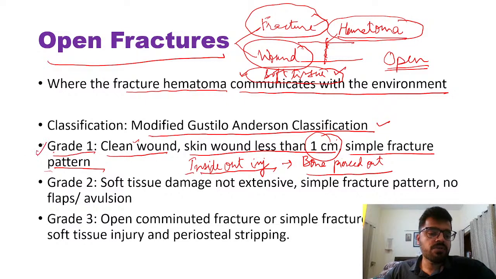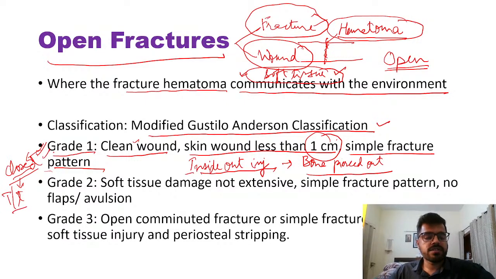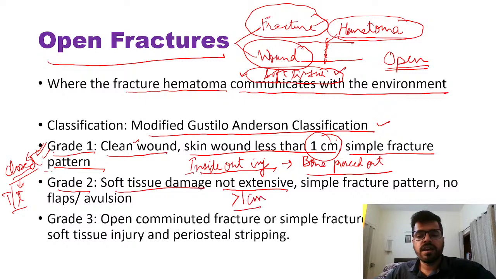Usually it is a grade 1 fracture. Usually after thorough wash we consider it as a closed fracture. We treat it accordingly. We treat it like a closed fracture. Usually grade 1 Gustilo-Anderson type is treated as closed fracture. Grade 2, there is soft tissue damage which is not too extensive, and the size of the wound is more than 1 centimeter, and there's a simple fracture pattern. There are no flaps, no avulsions, so there's no extensive soft tissue damage. There is no periosteal stripping.